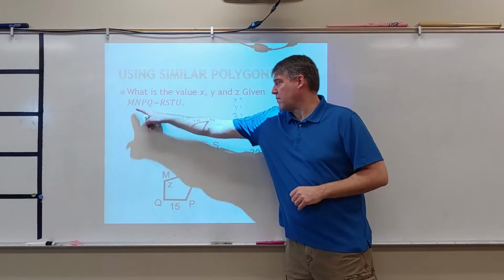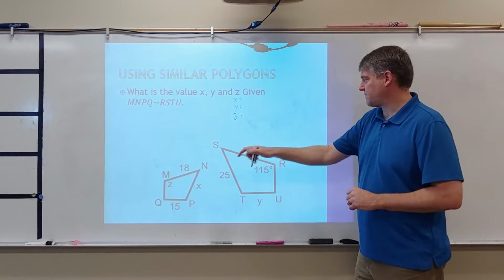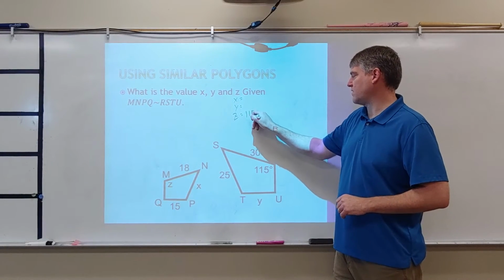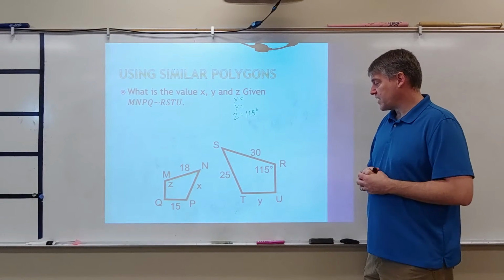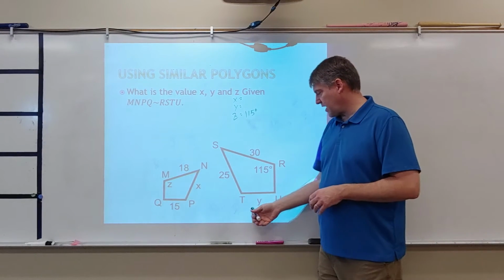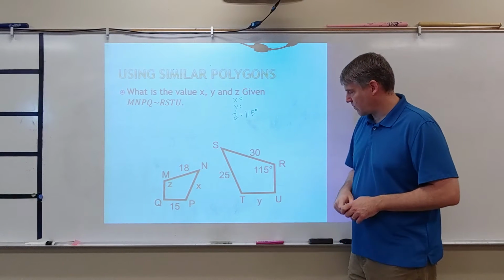So M matches up with R. R is 115, so M has to be 115. So Z is 115 degrees. All right, now I need to find X and I need to find Y.